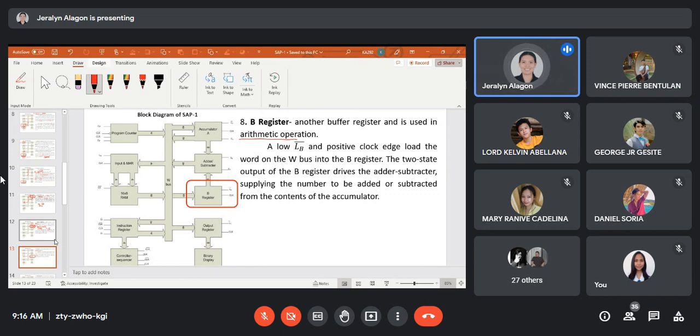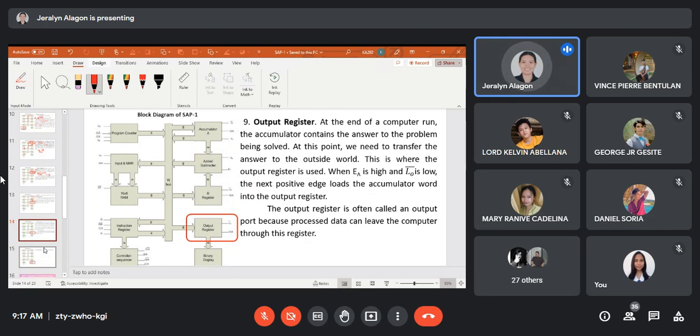So the low LB, when it loads, meaning it is activated since it is low, and the positive clock edge loads the word that was into the B register, meaning the value that entered the B register. So the two-state output of the B register drives the adder-subtractor. So it feeds here so that the addition and subtraction take place. Whatever the answer of the addition or subtraction is, it will always go to the accumulator register. As I mentioned, the role of the B register is to store the value of the second number in the operation.